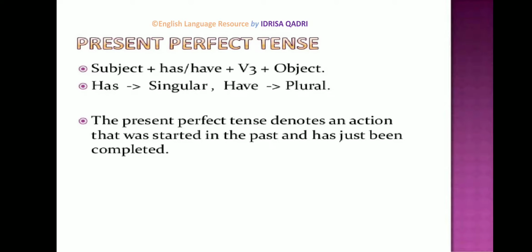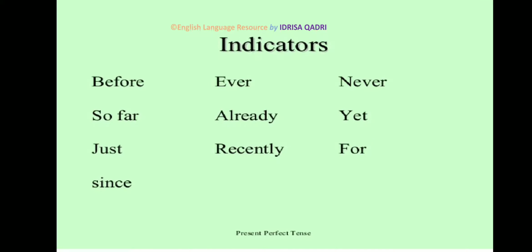Now, the present perfect tense. The present perfect tense is used to express an action that has begun in the past and is still continuing. For example, we have lived here for 10 years. Or to express past actions whose time is not given and not definite. For example, have you heard about Socrates? To indicate completed activities in the immediate past. For example, he has just left. Here we have the indicators of present perfect tense.